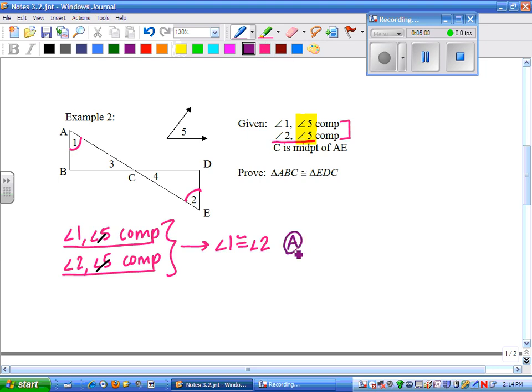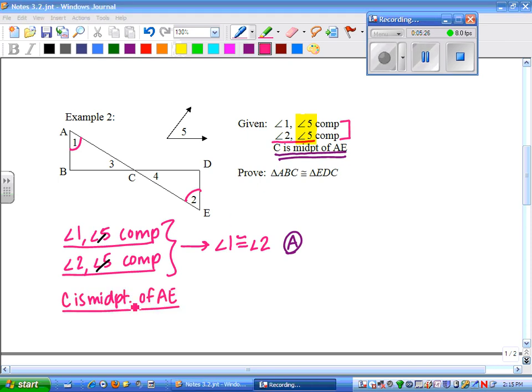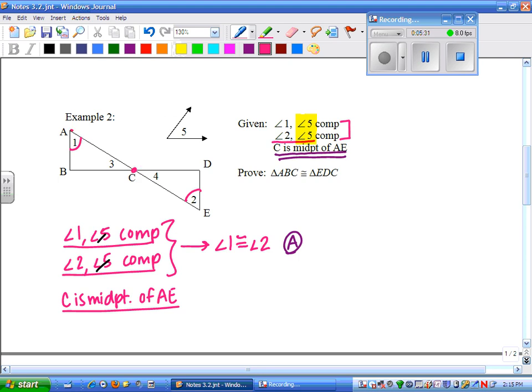So now we have an A. All right, again, I have to do side, angle, side or angle, side, angle. Remember my choices? So let's see if I can get another side or if I can get another angle. I can get a side because I do have C as a midpoint of AE, so I'm going to go ahead and write that down underneath. Now, if C is the midpoint of AE, this is the midpoint of this segment, AE, just this one. So that means that this side, AC, is congruent to this side, CE. So AC is congruent to CE.